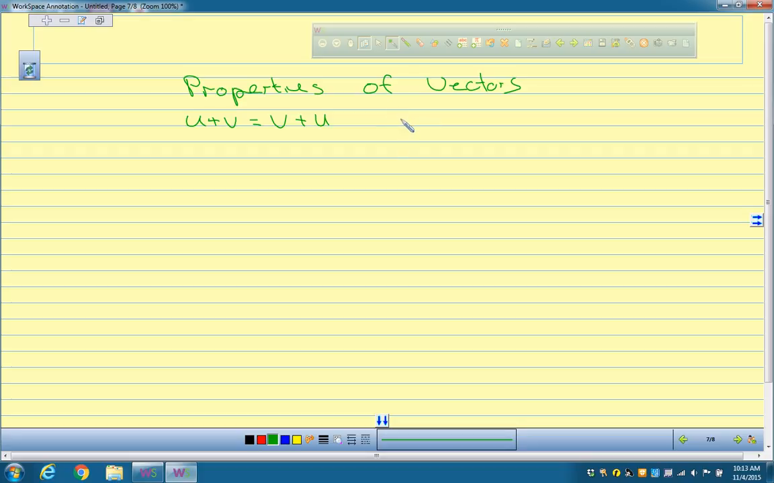The other property is u plus v plus w is equal to u plus v plus w, which is equal to u plus v plus w. That's called the associative property, right? You can group them in any order. So you could take u plus v and add it to w, or you could take u and add v plus w to it. So it doesn't matter how you group them. That's called the associative property.